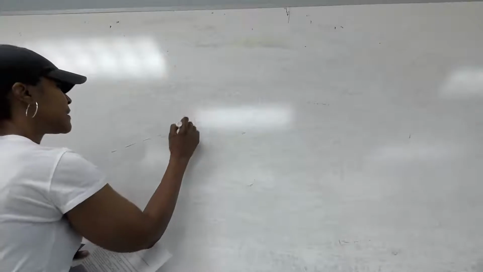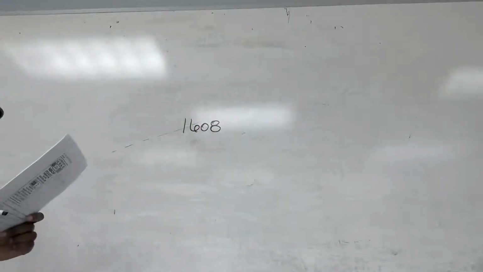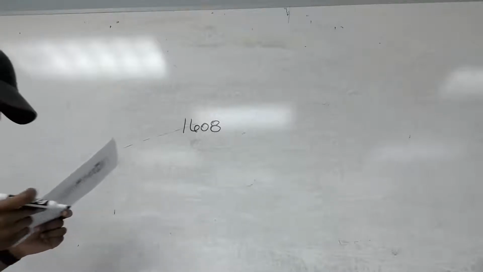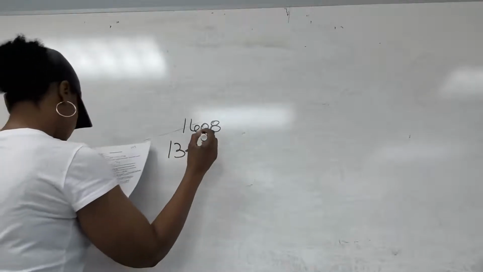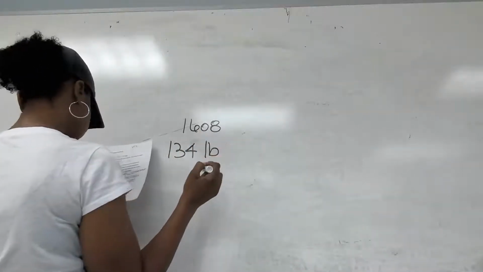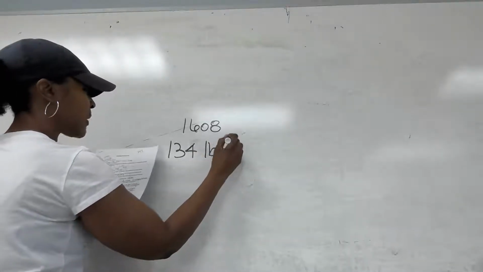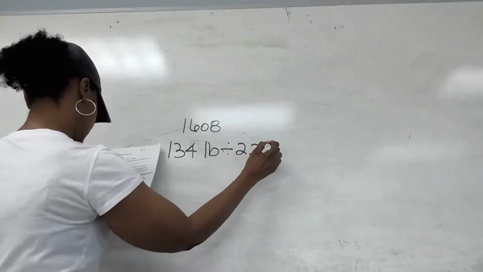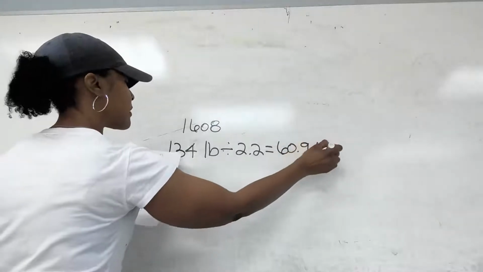All right, number 6. In international time, 4:08 p.m. is 16:08. All right, so another conversion. 134 pounds is equivalent to how many kilograms? We're going to convert pounds to kilograms, so we have to divide by 2.2, and we come out with 60.9 kilograms.